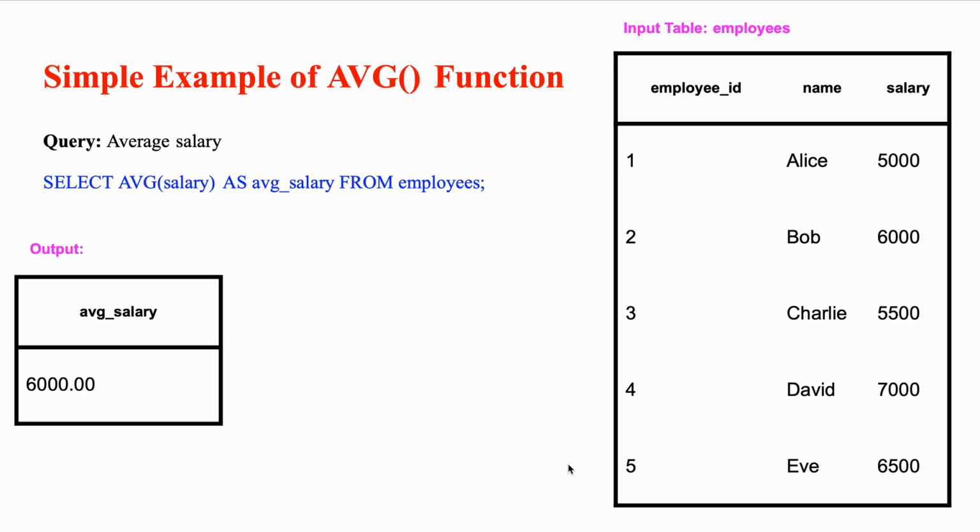Let's look at a quick example with this employees table. It has columns for employee ID, name, and salary.